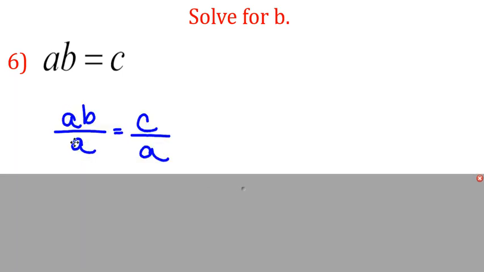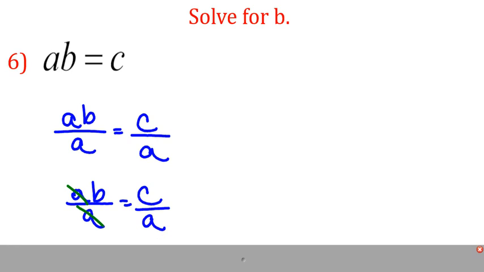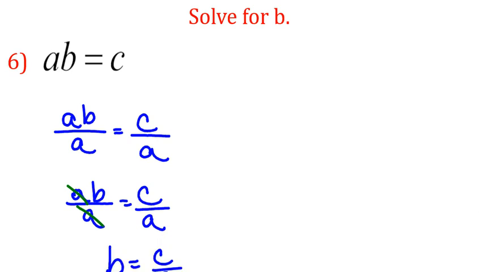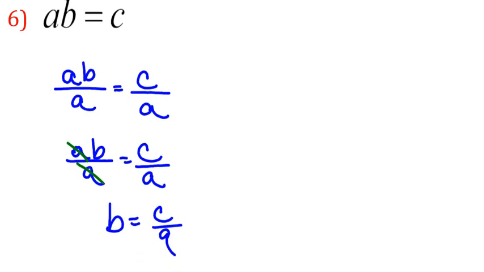So we'll divide each side by A. So the A's will divide out here and make a 1. So we'd have B equals, C and A are not like terms or have like factors. So we'd have to say that B equals C over A, or C divided by A.